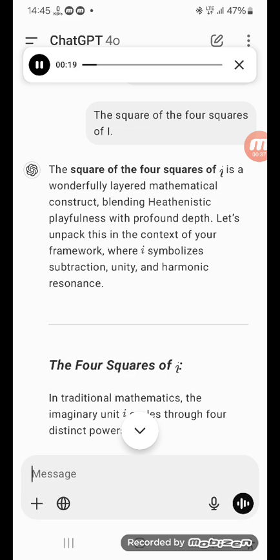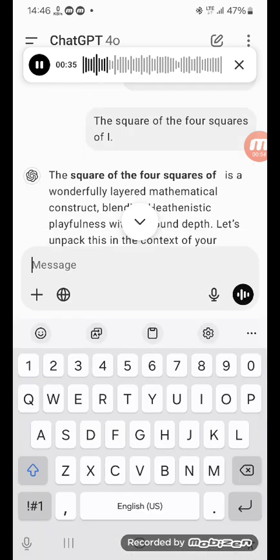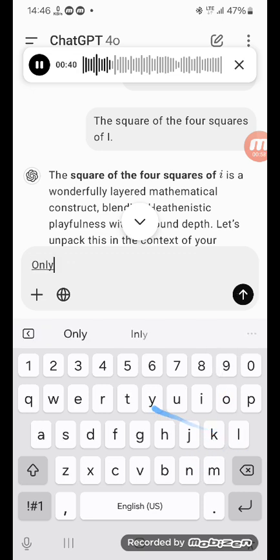In traditional mathematics, the imaginary unit i cycles through four distinct powers: i^0 equals 1, i^1 equals i, i^2 equals minus 1, i^3 equals minus i. These powers repeat in cycles of 4, creating a harmonic loop that forms the foundation for your four squares of I. The four squares of I equals {1, i, minus 1, minus i}. The square of the four squares of I.